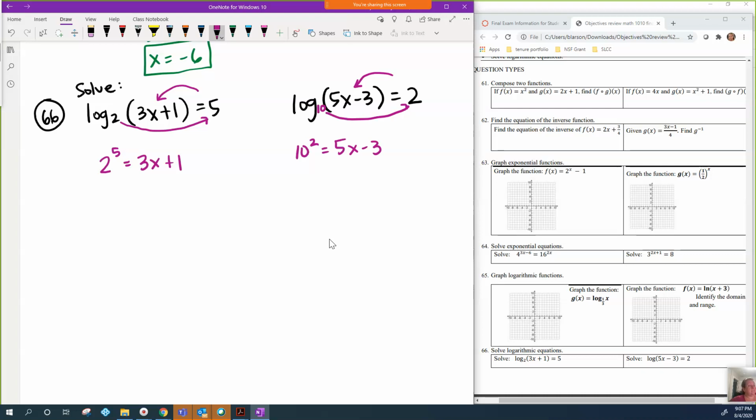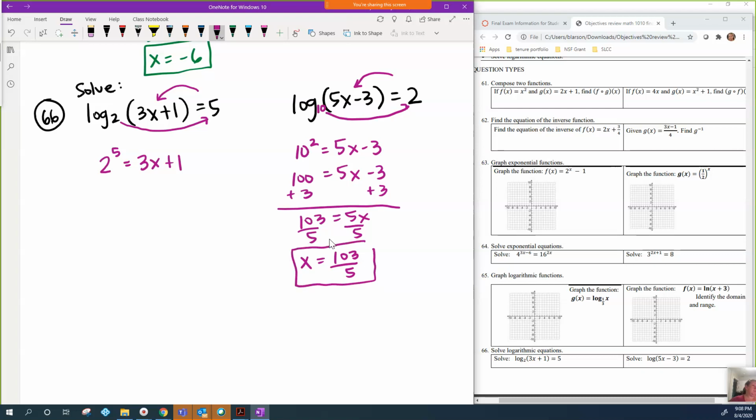All right, so 10 to the 2nd power is 100. And then I'm going to add 3 over. So 103 equals 5x, and then I'll divide by 5. So x equals 103 over 5. And then if that could reduce, you'd want to reduce it, right? Or if it says to change your answer to a decimal, then do that, okay?